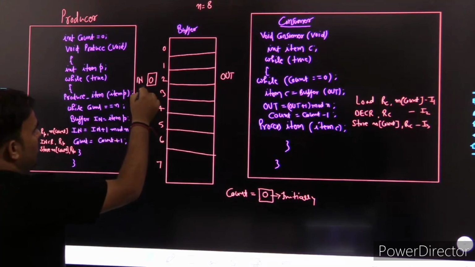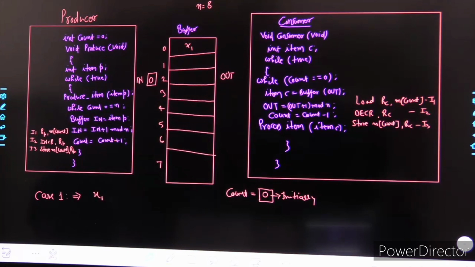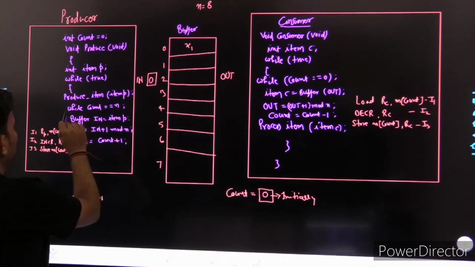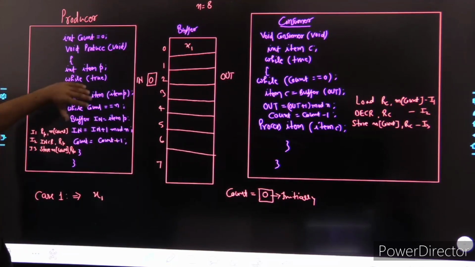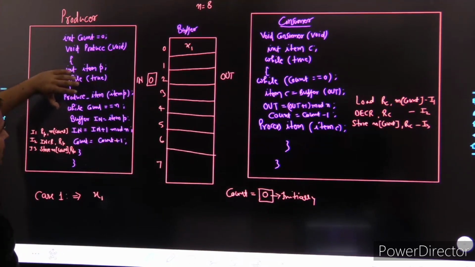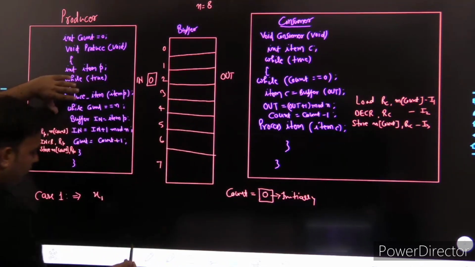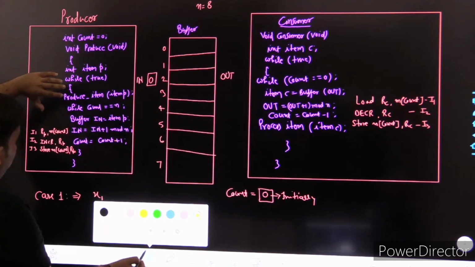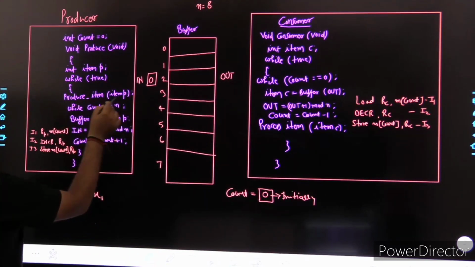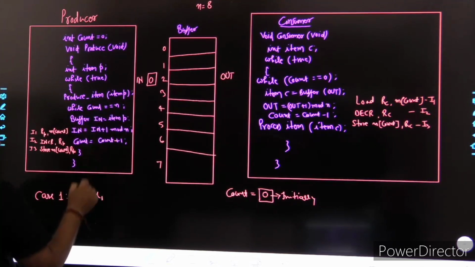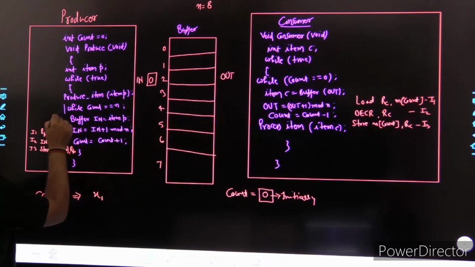So the producer will produce the item X1 here. While count equal to n, so produce item P. The producer will produce item P, the item is X1. So it will check the buffer first.